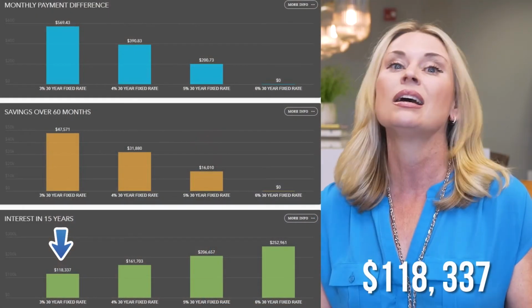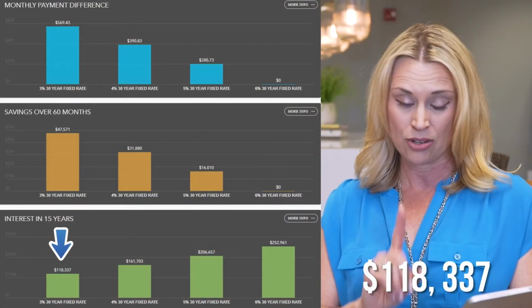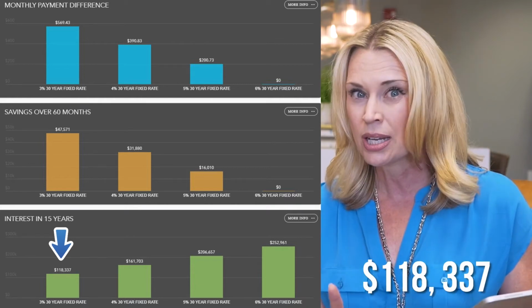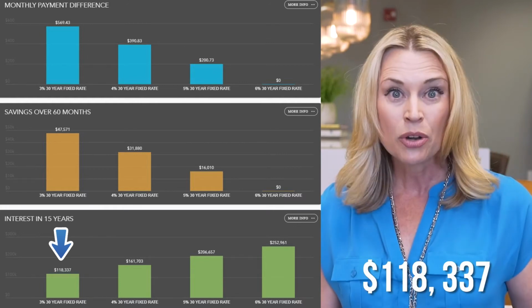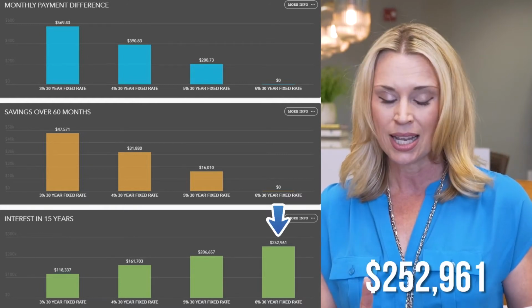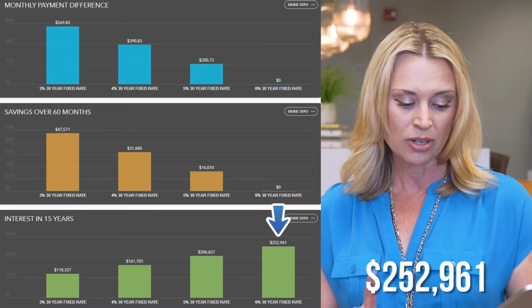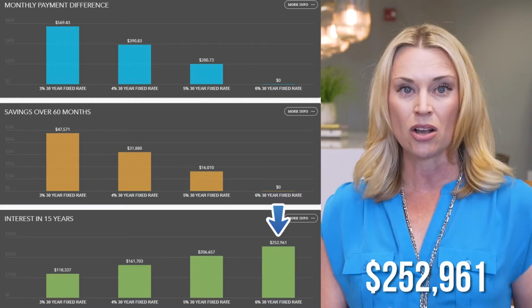I mean, it's crazy, right? So if you have a 3% interest rate, in this scenario, in 15 years, you will have paid $118,337 in interest. When compared to a 6% interest rate, the interest paid, same purchase price, same down payment, same loan amount. The only difference is interest rate. If it was 6%, you will have paid $252,961 in interest. This is a great illustration of how interest rates impact the total amount of interest, i.e. dollars, that you're paying over time.